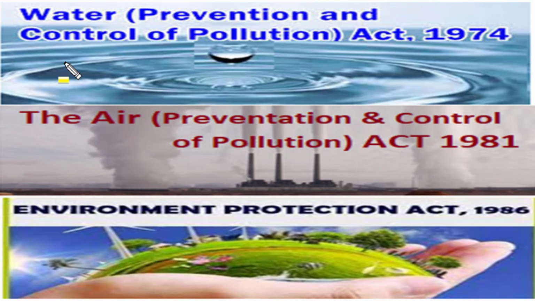So Indian Parliament passed Water Prevention and Control of Pollution Act in 1974, and the Air Prevention and Control of Pollution Act was passed in 1981, and Environment Protection Act was passed by Indian Parliament in 1986.